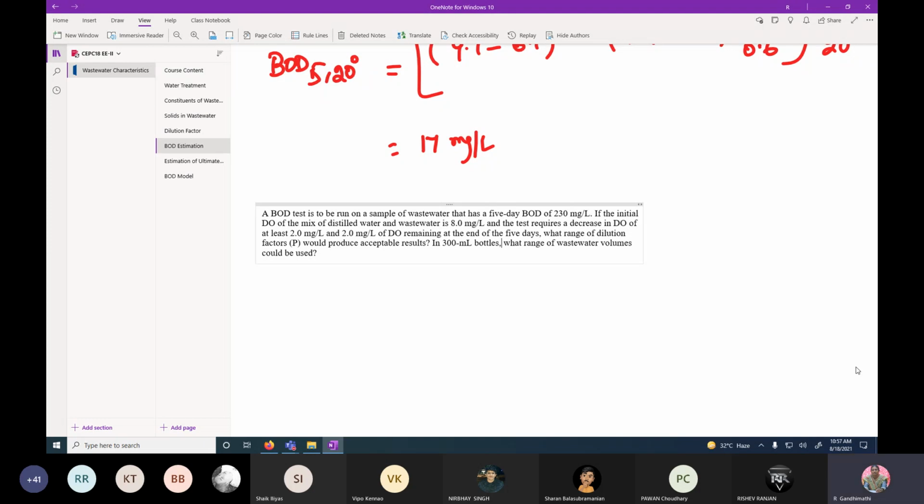what range of dilution factors would produce acceptable results? Then in 300 ml bottles, what range of wastewater volumes could be used?